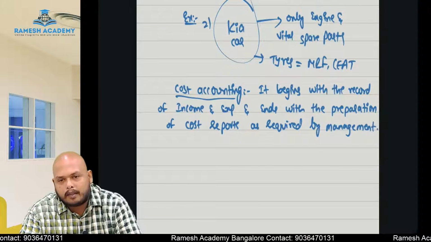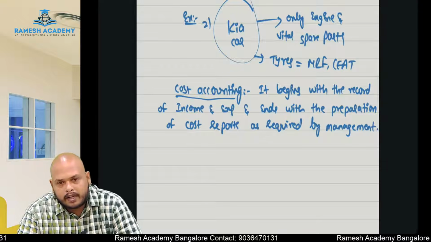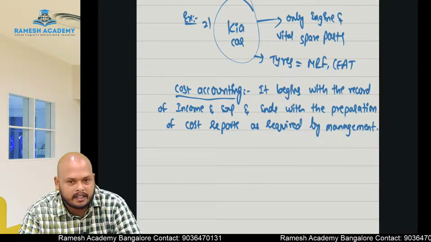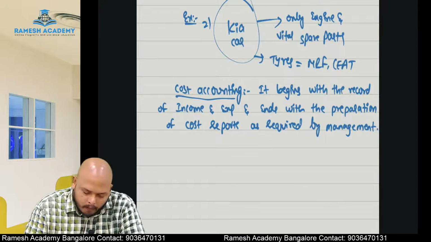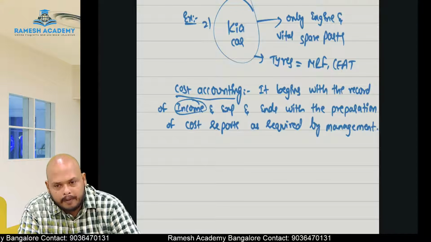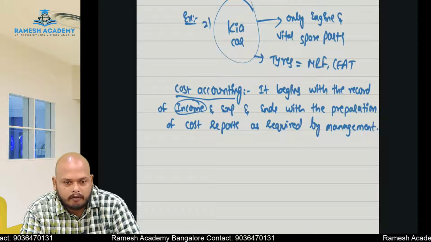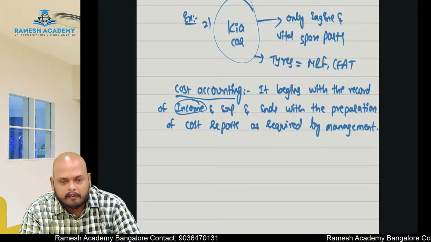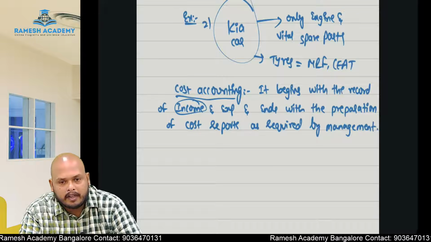So what do you mean by cost accounting? Cost accounting begins with the record of income and expenditure. From where will cost accounting begin? It begins from recording of income and expenditure, and it ends with the preparation of cost reports. So what do you mean by income here? In cost accounting, once the finished goods are ready for sale, we will sell them in the market. We will generate certain revenue, that we will call income.